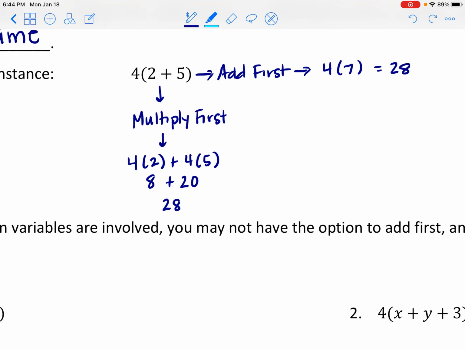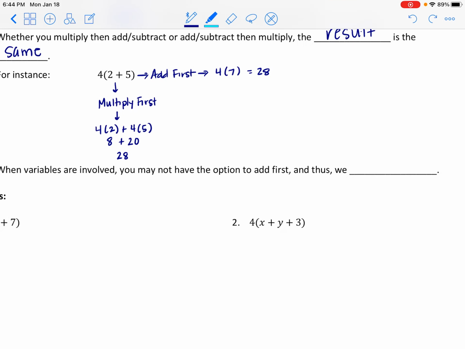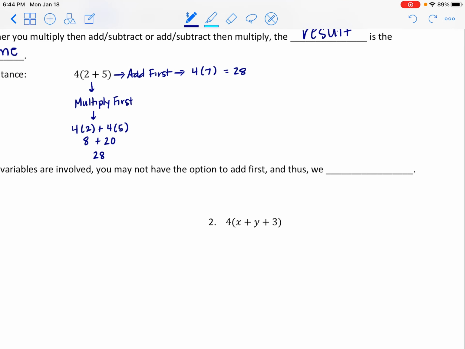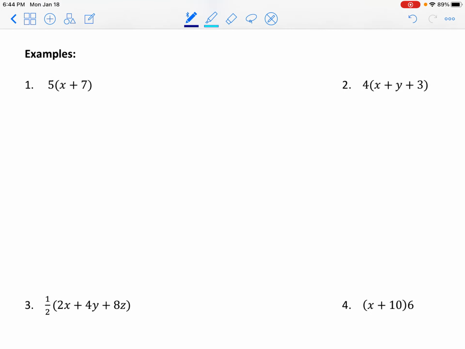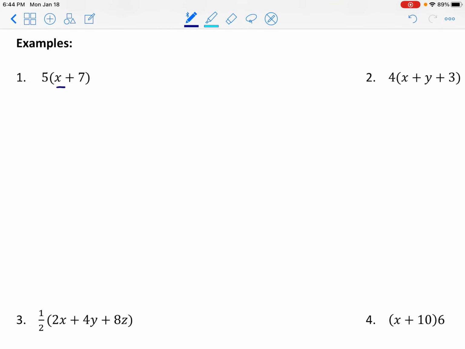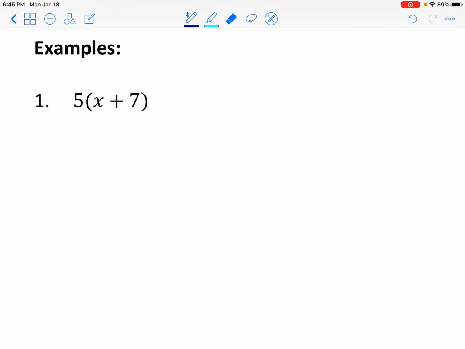That might not be there, okay? So when there's variables involved, you may not have the option to add first, and then the distributive property is super helpful. Then we distribute, okay? So, for example, this inside the parentheses is telling us to add, and then there's a multiply by 5. It technically doesn't matter the order we do these things, but we can't actually add the x and the 7 because those aren't like terms, and we're going to talk more about that later. So in this case, the only thing we could do is the multiply first, is the distribute.